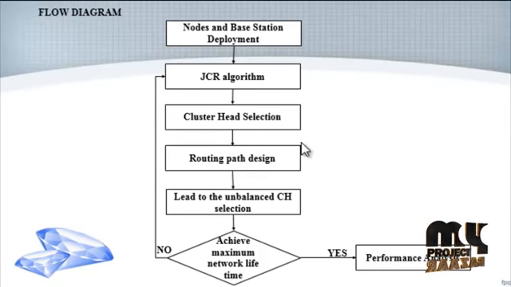Let us discuss the flow diagram of the product. First is node and base station deployment. In this deployment, dynamic clustering provides a promising solution for data collection in large-scale wireless sensor networks. Sensor nodes are grouped into clusters, which have a leader called a cluster head. The data are first collected by each cluster head from its cluster members and then forwarded to the sink through multi-hop routing.